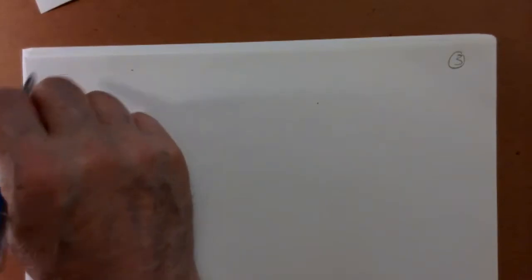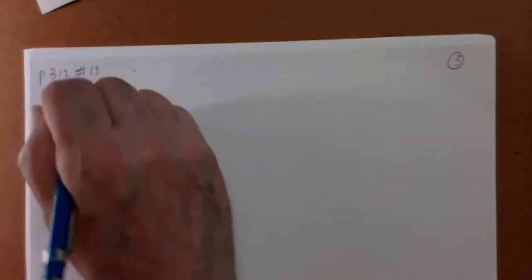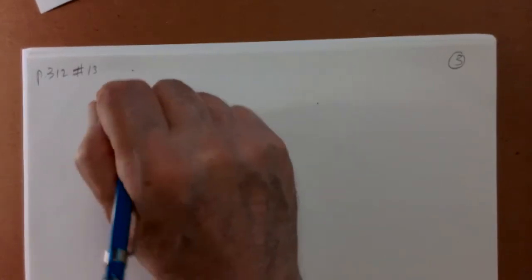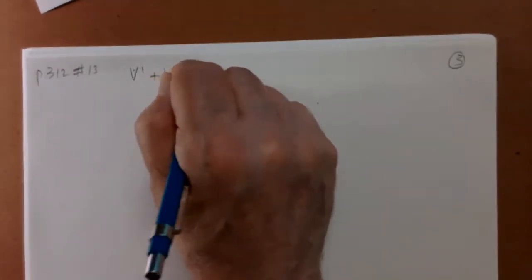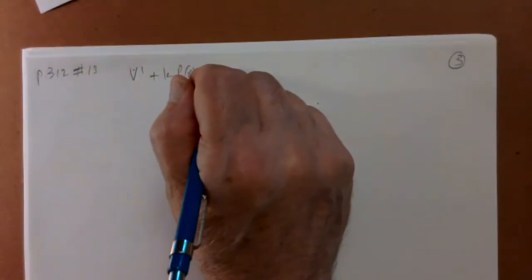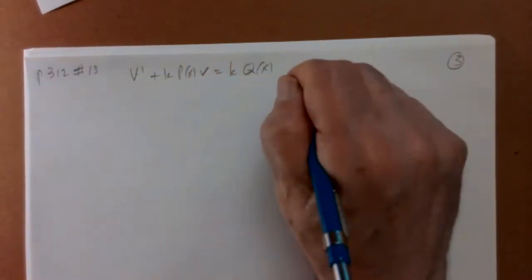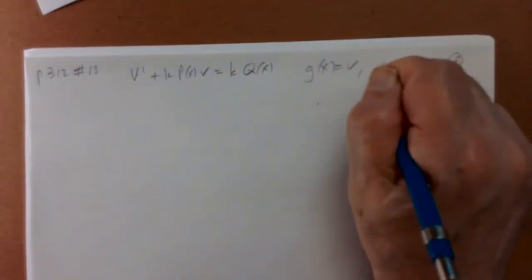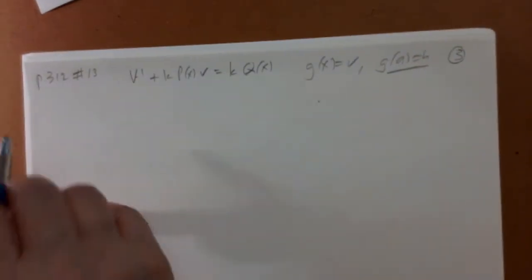So this is page 312, number 13, and we have the differential equation v prime plus k p of x v equals k q of x. And a solution is g of x. And this is a solution that satisfies the initial condition, g of a equals b.